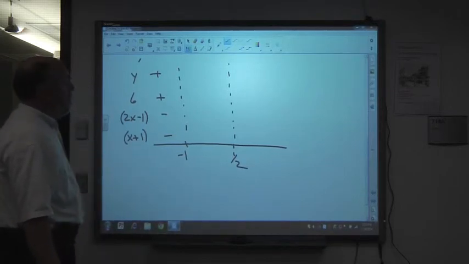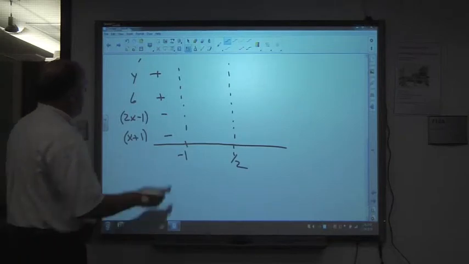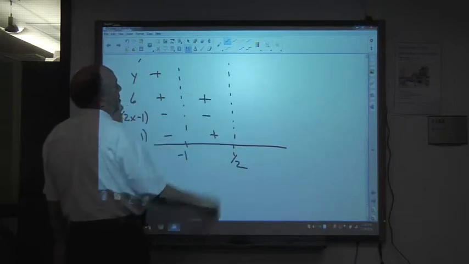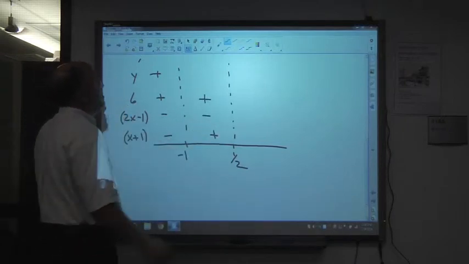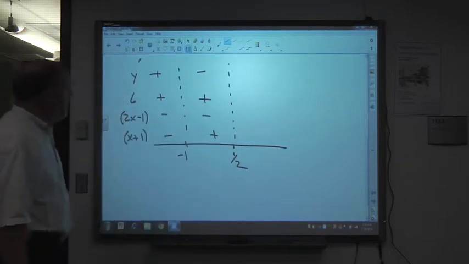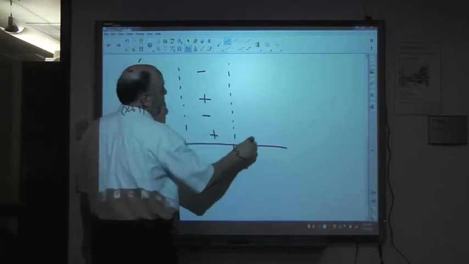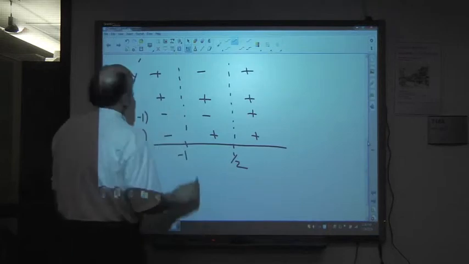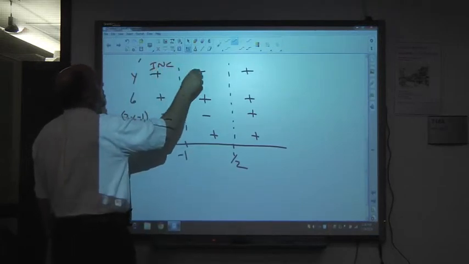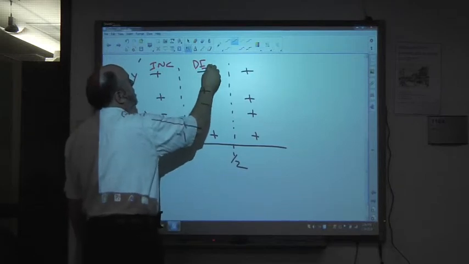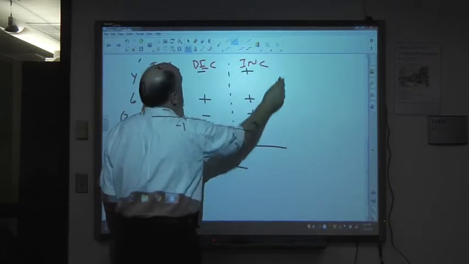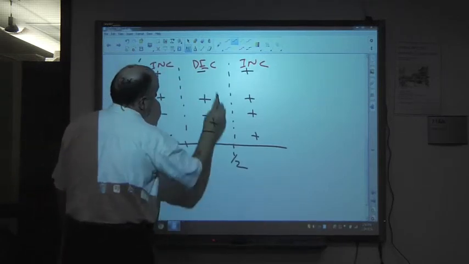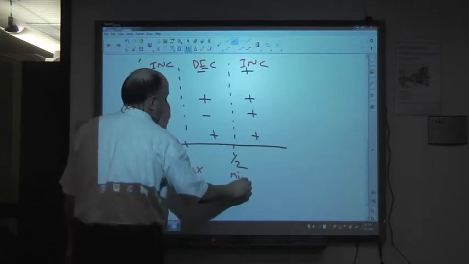When I'm in between -1 and 1/2, well, again, the easy number to pick is 0. So this will be positive. This will be negative. The 6 is always positive. Positive times a negative times a positive is a negative. And lastly, when we're greater than 1/2, we will be positive across the board. Right? So here the slope is positive. This means increasing. Here it's negative, so that's decreasing. This is increasing. And so we go from positive to negative slope, that means this is a max. And then negative to positive, that means this would be a min.